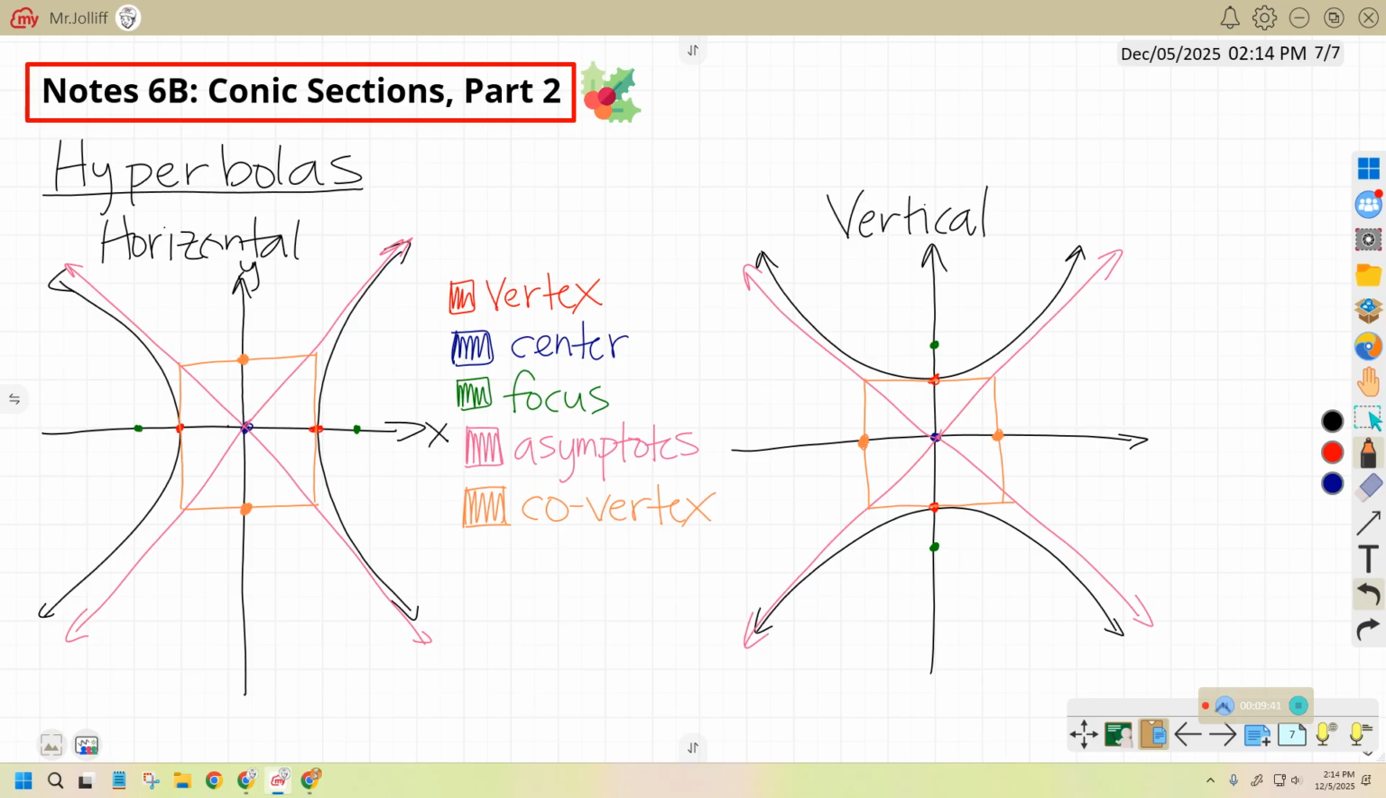The vertexes and the co-vertexes form a box. The diagonals of that box form my asymptotes. The points that form the edge of that box, the orange points, are the co-vertex. So that is a co-vertex. That point is a covertex. The box connects the vertices and the covertices.